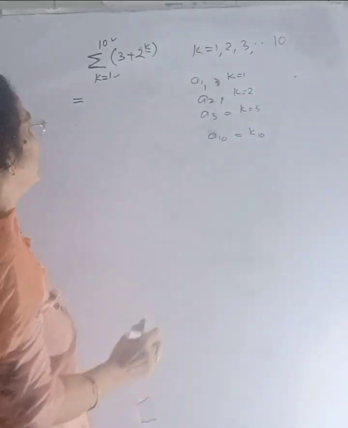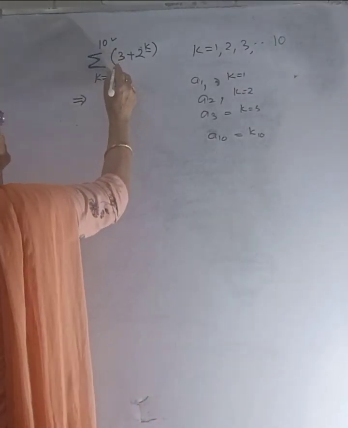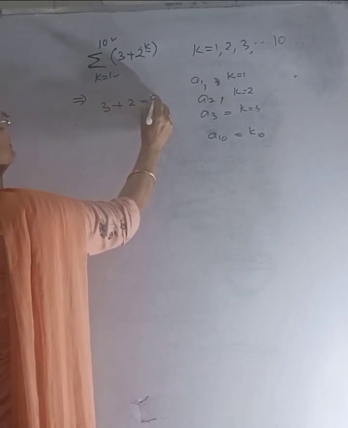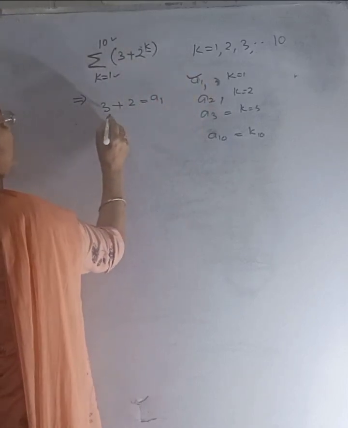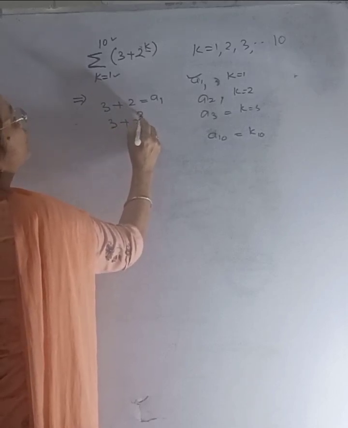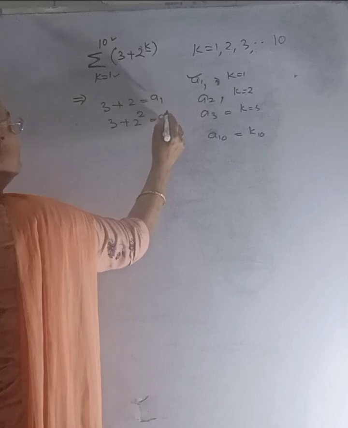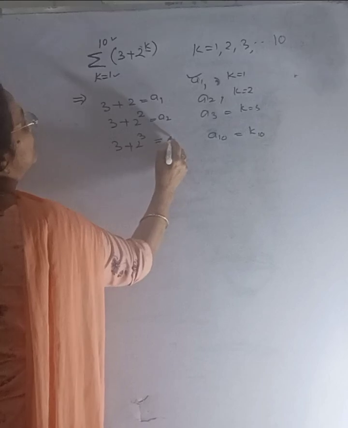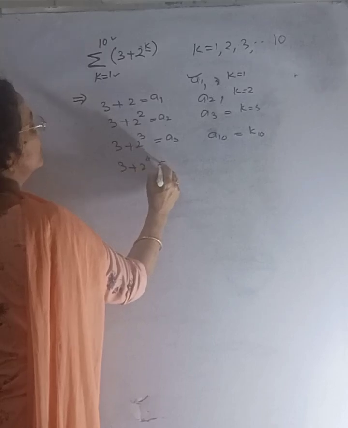अब हमें ये निकालना पड़ेगा. Putting this, we'll get here k को 1 डालिए, तो k को जब 1 डालेंगे फर्स्ट आएगी 3 plus 2. This is A1, because k is equal to 1. Second आएगी 3 plus 2 to the power 2. This is A2. Now A3: 3 plus 2 to the power 3 is equal to A3. 3 plus 2 to the power 4 is equal to A4.